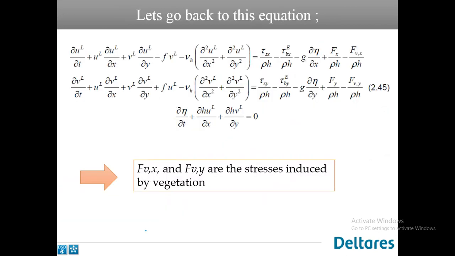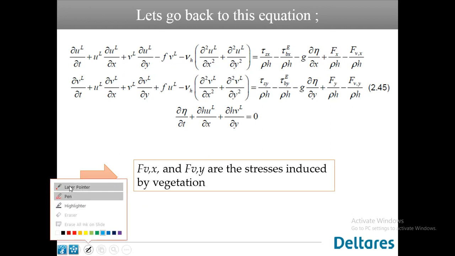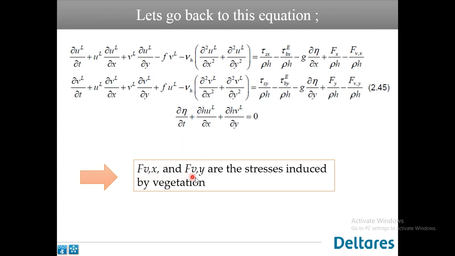Okay, so let's go back to this equation. It is the one that we mentioned before, the GLM equation. So the Fx, I'm sorry, my mouse doesn't work that well. There's a pointer. Okay. FvX and FvY are the stresses induced by vegetation. So where are FvX and FvY? Try to find them in this equation. Where? Okay. So here, the FvX and FvY. What about Fx and Fy? Fx and Fy are also the wave forcing, radiation stresses. The FvX and FvY are the stresses induced by vegetation. So all of this is still wave forcing coming from the short wave action wave module.